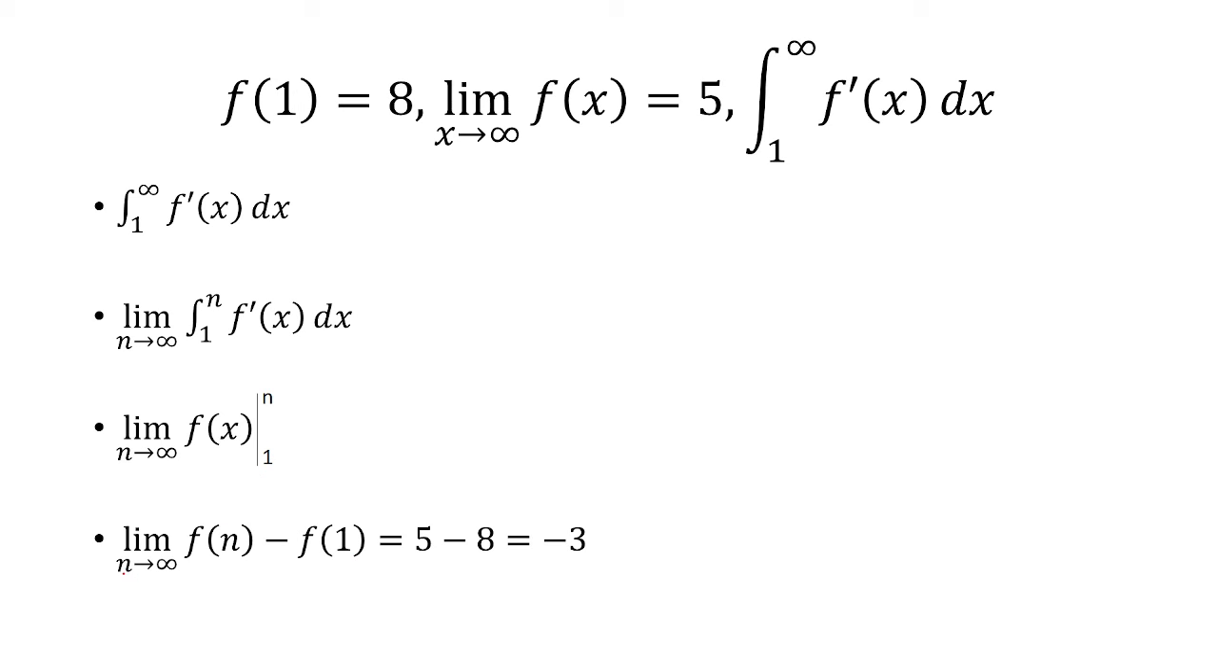Now the limit as n approaches infinity of f of n, well, here we have it in terms of x, but it really doesn't matter. That's going to be 5, and then f of 1 is just 8. So we have 5 minus 8, which is negative 3. And so this is our final answer.